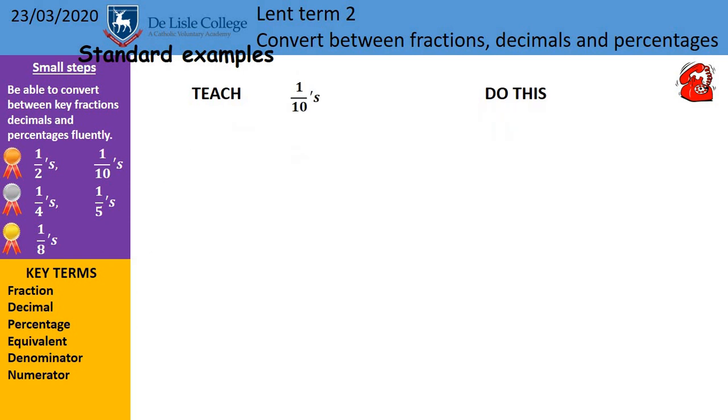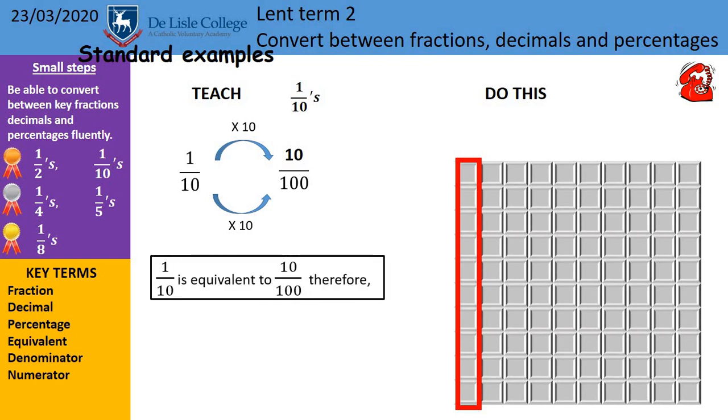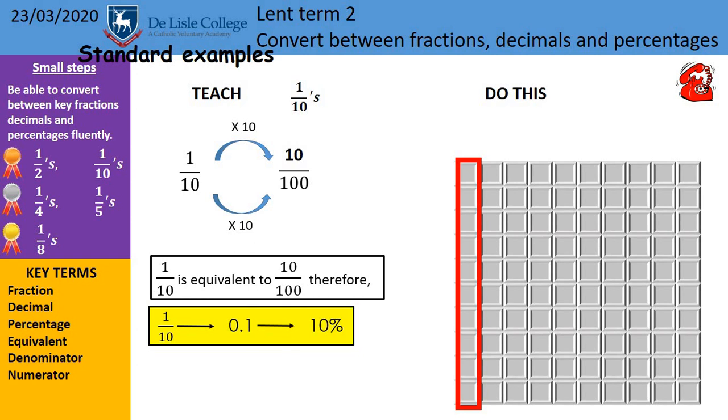Right, next we will look at converting tenths to fractions, decimals and percentages. So here's our fraction of 1/10, and to write it as a fraction over 100, we would multiply our denominator of 10 by 10 to get 100, and therefore we would multiply our numerator of 1 by 10 to get 10 over 100. You can see from the 100 square grid to the right, it is split into 10 equal columns of 10 squares, which highlights the fact that it will be 10 out of 100. If 1/10 is equivalent to 10 over 100, we should therefore know that 1/10 is equivalent to 0.1 and also 10%.